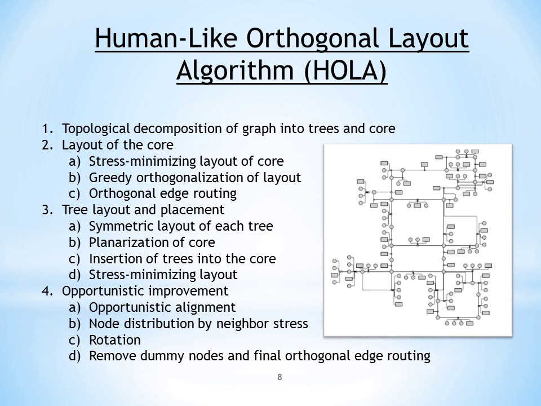The fourth step involves making small improvements and fixing all obvious flaws to the layout. The alignment of nodes is checked along with ensuring there is an even distribution of nodes. Aspect ratios are considered and any dummy nodes are removed, leaving a quality human-like orthogonal network layout.